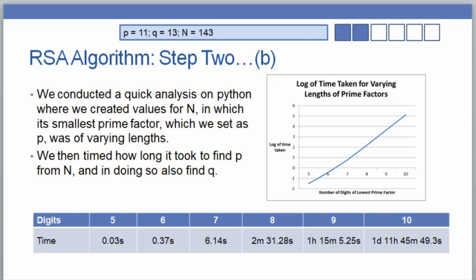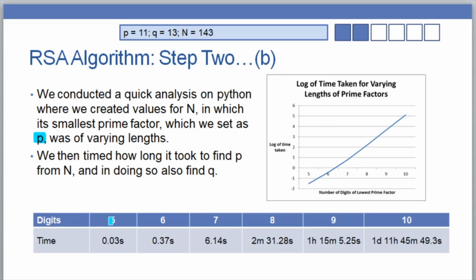In order to prove this, we then decided to create a more in-depth program in which we analyzed the time taken to find the prime factors, P and Q, where the smallest prime factor, which we set as P, increased in length each time. We found that the time to find the prime factors increased many-fold as the digits of the smallest prime factor increased. And this can be seen through the data and the chart presented on the slide.